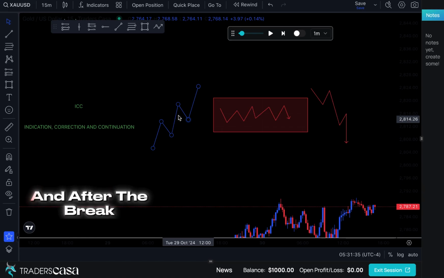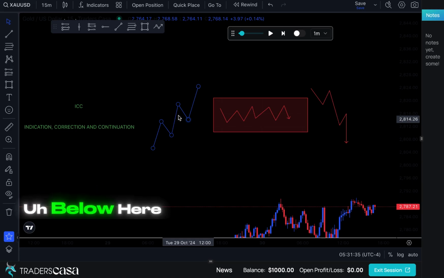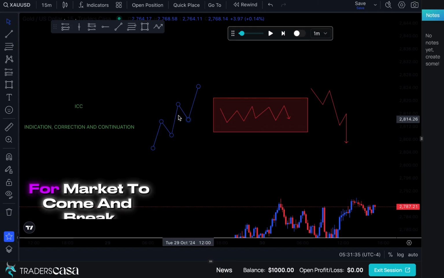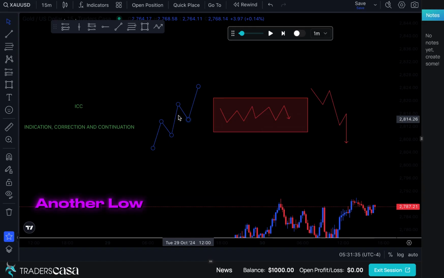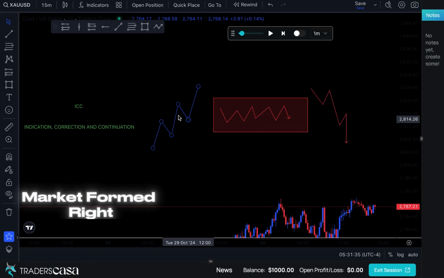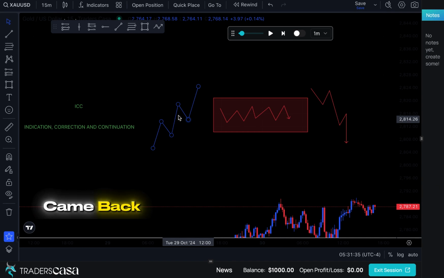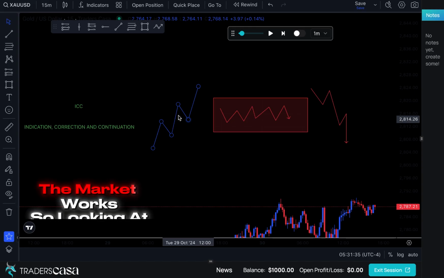After the break, price came back up to correct, and when it came out here and closed below here, that is when you can take entry for a sell. But if you don't want to trade this, you can wait for another break to happen, for the market to break another low. This is the next low that the market formed, right? The market now broke below right here and came back for correction. We can still take a trade right here. You understand? So that is basically how the market works.